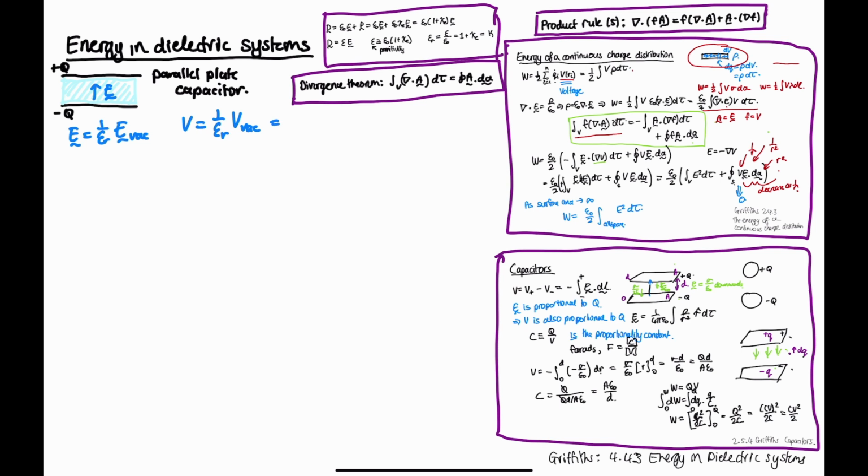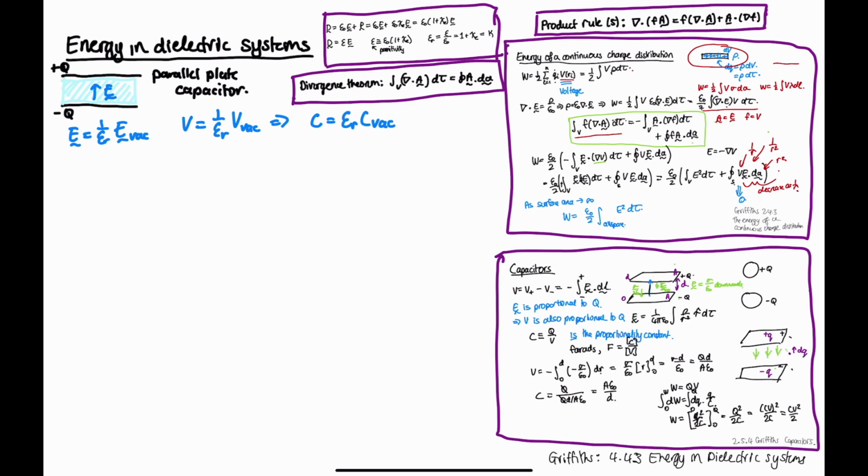And so this tells us, just substituting into here, for the same charge, if we've got the same charge on the plates as before, then the new capacitance is equal to epsilon r, the relative permittivity, times the capacitance that we'd have if we had just a vacuum between those plates. So we now have a higher capacitance.